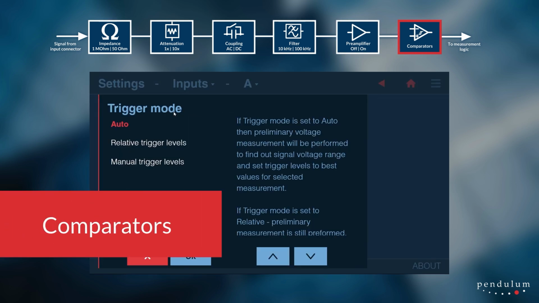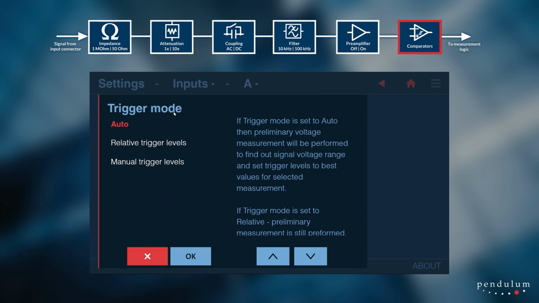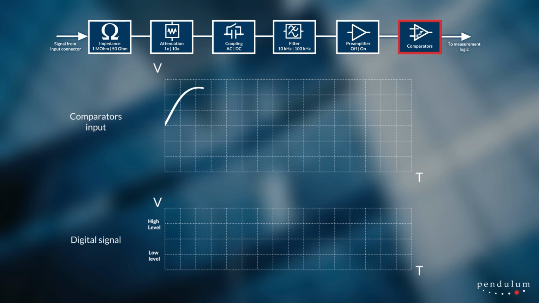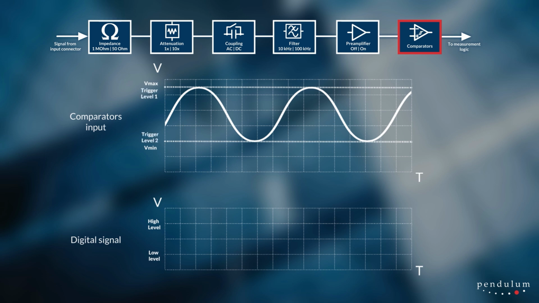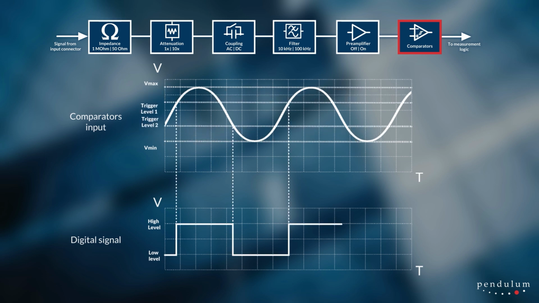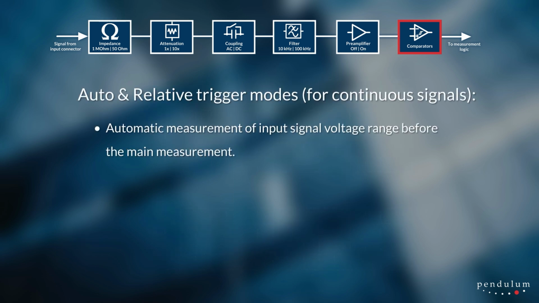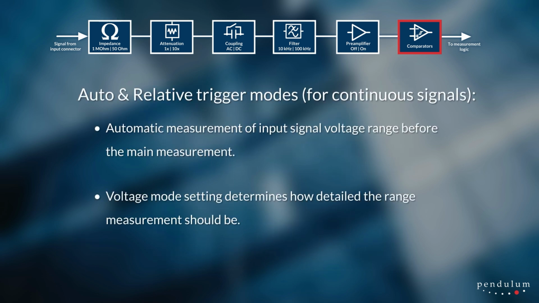Comparators is the block where the analog signal is transformed into digital events when the input signal crosses trigger levels. With the auto and relative trigger modes, the instrument automatically performs an additional measurement of the signal's voltage range before starting the main measurement. With auto mode, the instrument selects the levels completely automatically, whereas relative mode allows specification of trigger levels in percents of full signal amplitude. In both cases, the signal to be measured must be continuously present on the instrument's input.